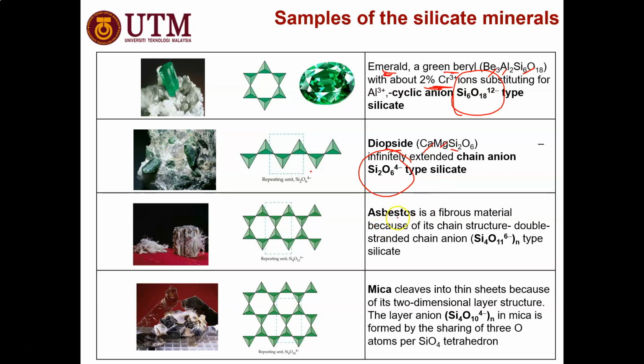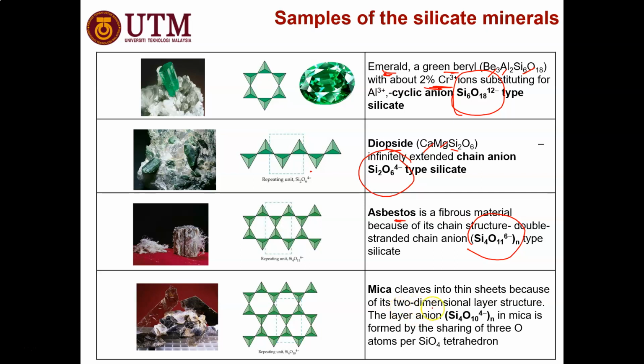So kita ada juga asbestos, which is no longer used much because it's dangerous. It's a fibrous material. Okay, it's a chain structure double-stranded anion, and anion dia ialah disilicate, Si4O11 6-. Okay, so ni susunan dia.